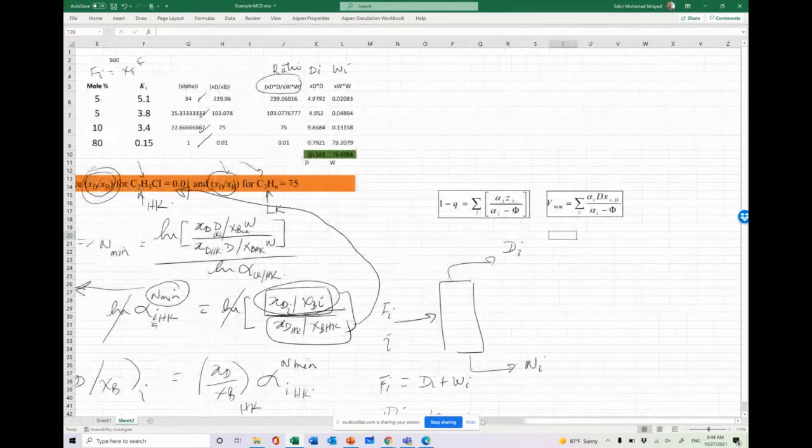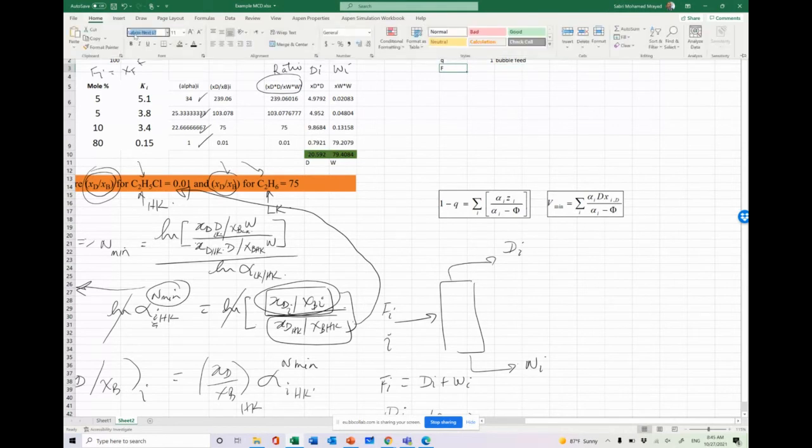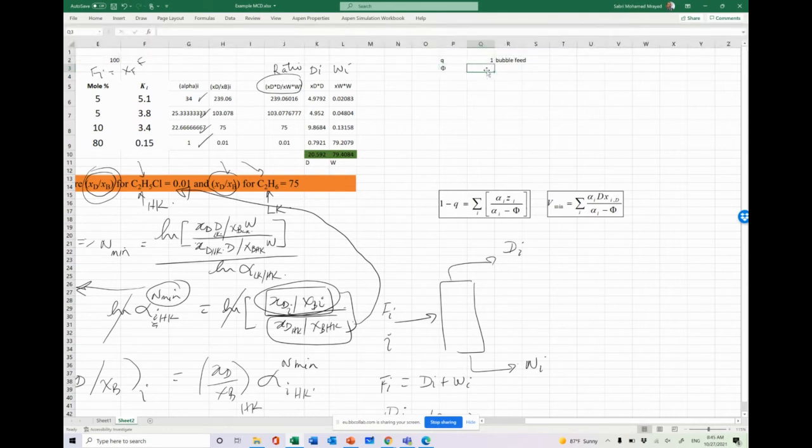So now what are you going to do? We'll just write, you have here, let's say psi here, F here, and this is your Q, because you know Q is equal to what, guys? 1, because saturated liquid, bubble feed. Now this one is going to be here. Let me just adjust it so you'll be able to assemble here. Okay, so now this is what you're going to do.